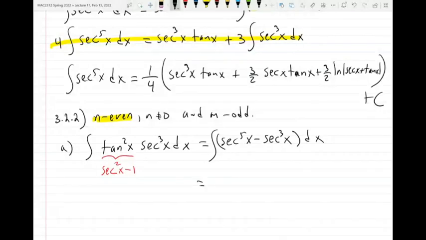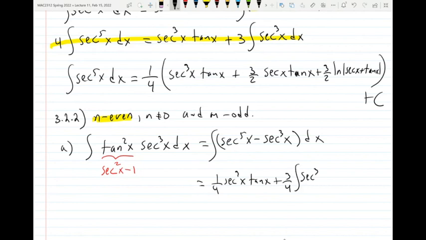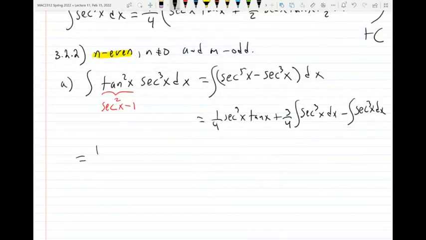So the secant to the fifth part is going to be 1 over 4 secant cubed tangent plus 3/4 the integral of secant cubed. That's secant to the fifth. But then I need to do minus the integral of secant cubed. So we can collect those. So 3 over 4 minus 1, that's negative 1 over 4, right?